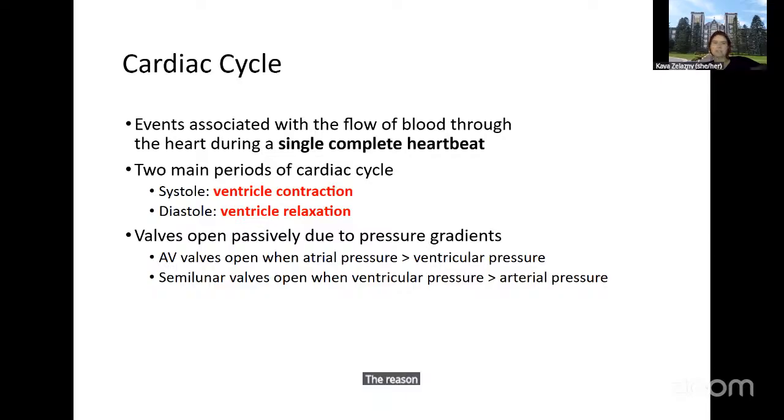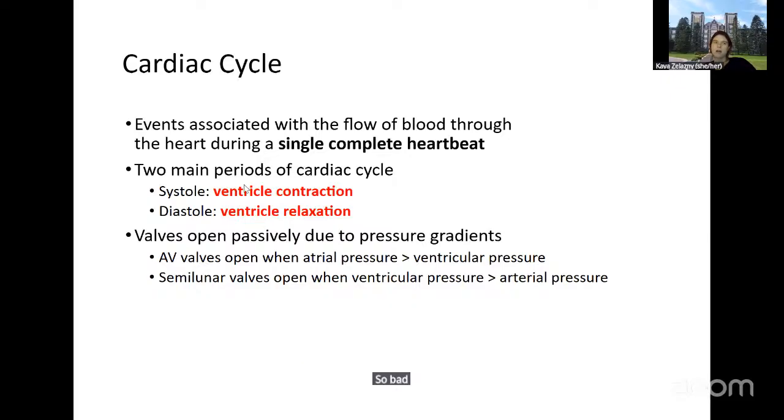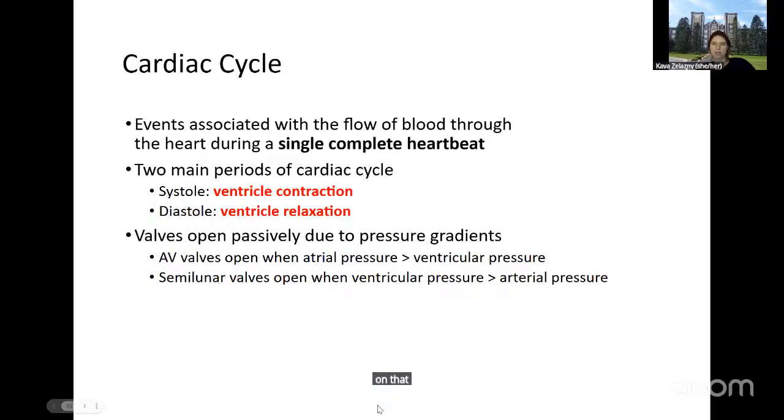The reason we're starting to introduce it today, even though there's a lot of material in this overall packet, is that a great place to start, and something you should be able to fit in your brain in a minute or two because it's not so bad, is the concepts of systole and diastole. I just mentioned them on that electrocardiogram.